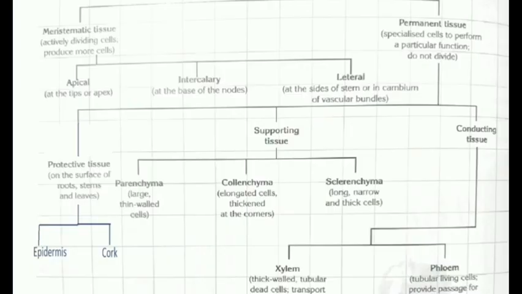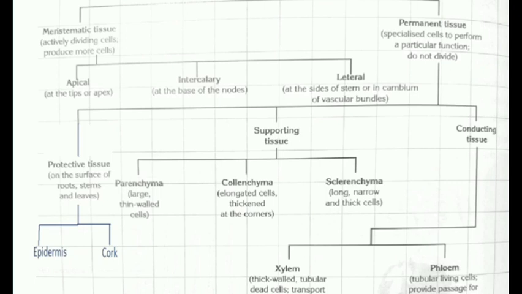So up till now we have studied that plant tissues are of two types, meristematic tissue and permanent tissue. Meristematic tissue has three types: apical meristem, intercalary meristem, and lateral meristem. Then the permanent tissue again are of three types. They are protective tissue, supporting tissue, and conducting tissue, in which we have studied that the protective tissue are of two types, epidermis and cork. Let us now study in detail about supporting tissue.